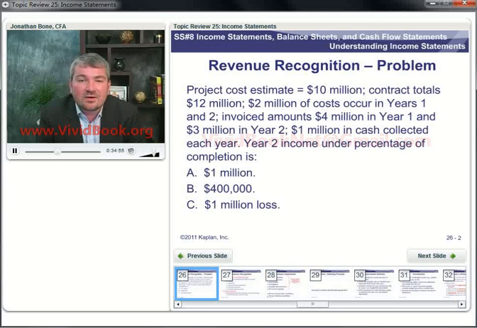We need to knock off anything that's been recognized in year 1. So let's have a little look at what's been recognized in year 1. Year 1 would have been 2 million over 10 million, so 20% of the contracted selling price, which is 2.4 million. So we've got cumulative revenue to date in year 2 of 4.8, 2.4 recognized in year 1, so the sales figure we should recognize in year 2 is 2.4 million. So sales are 2.4 million, we incurred 2 million of costs in year 2, and as a result the profit we should show is 400,000.